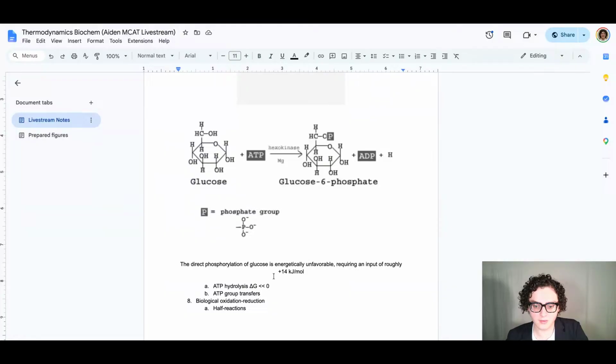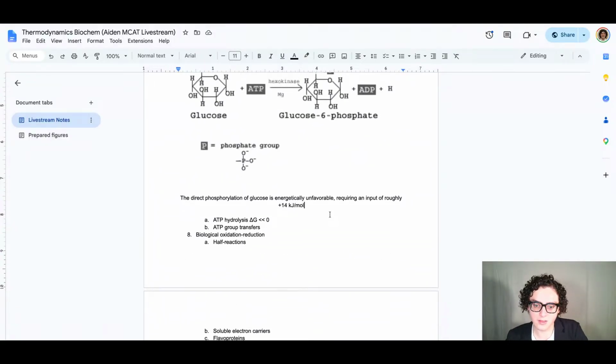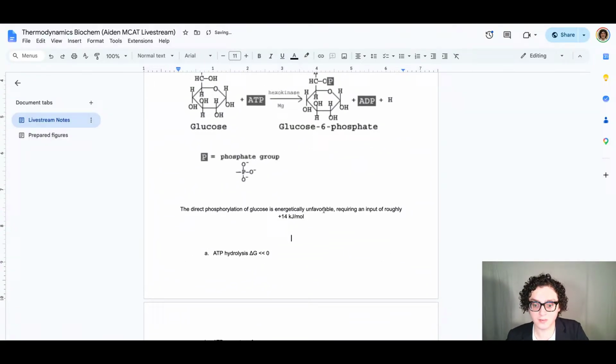Well, it turns out that plus 14 kilojoules per mole is the energy change going straight from glucose to glucose 6-phosphate. That can't happen spontaneously because that is a positive Gibbs free energy change, and positive Gibbs free energy changes are not spontaneous. So how does this reaction happen?